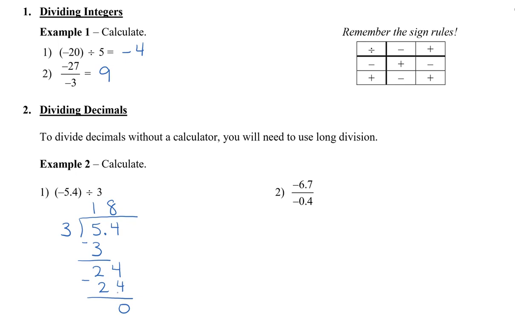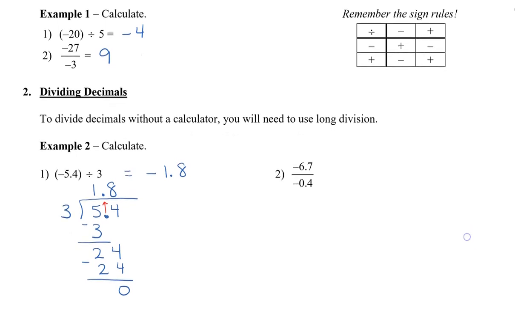and that's our remainder. So notice that our decimal is here at 5.4, so we're going to place the decimal in the same place right above, and that will be 1.8. So negative 5.4 divided by positive 3 will have a negative answer, and it'll be negative 1.8. All right, let's try another one.